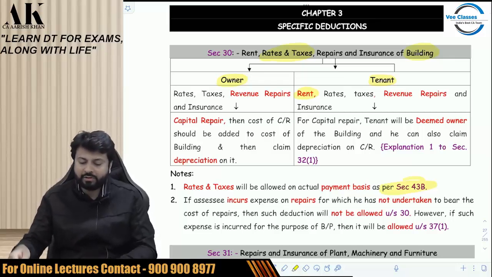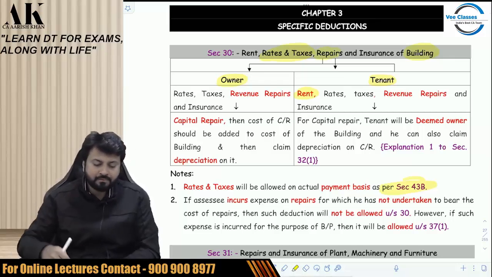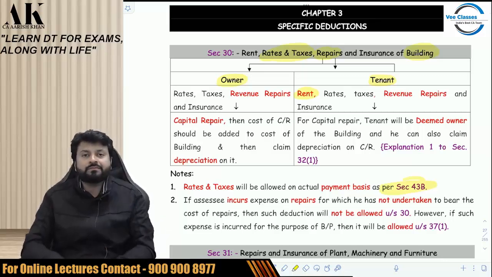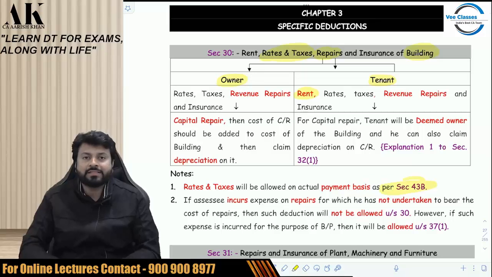Second thing that I would like to tell you is repairs. If you want the deduction of repairs, then the nature of repair has to be revenue repairs. Capital repairs are not allowed. If you want deduction of repairs, then the repair has to be revenue, not capital.